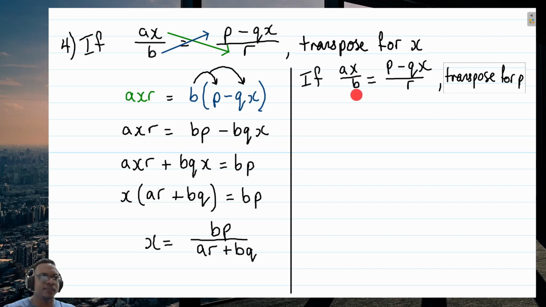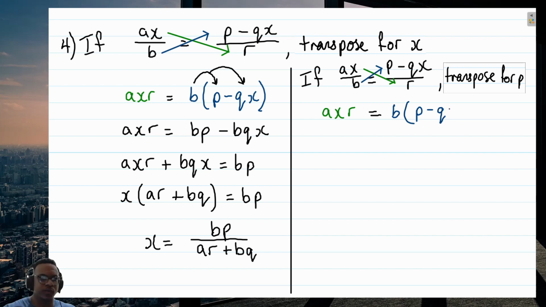Now I'd like to look at the same question, but instead of transposing for x, we're going to transpose for p. Now p only occurs once, so we wouldn't have to do any factorization. So again, the first thing to do is cross multiplication. So we multiply the ax by the r, and we get axr. And then we multiply the b by the p take away qx, and we get b open brackets p take away qx.